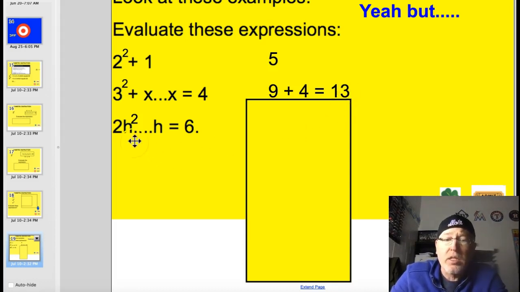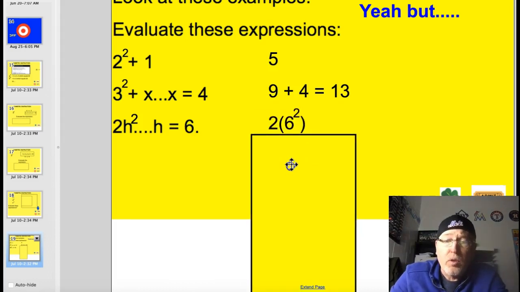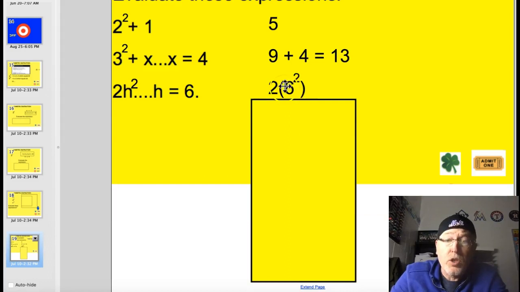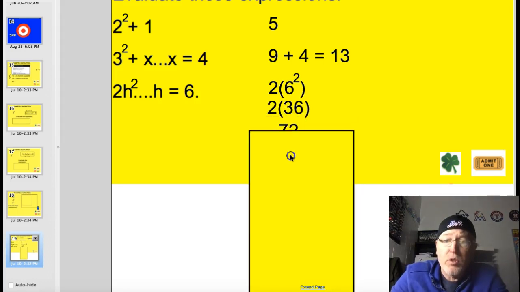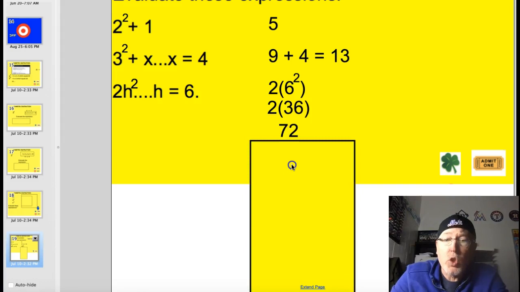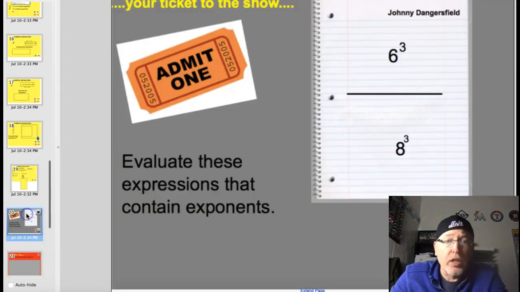Nice. Okay, this is the hardest one. Give it a shot. 2h squared, and h is equal to 6. You have to apply the order of operations in this case. So 2 times 6 squared. You have to do the exponent first. 6 squared is 36. So you have 2 times 36, 72. All righty? Okay. Great.